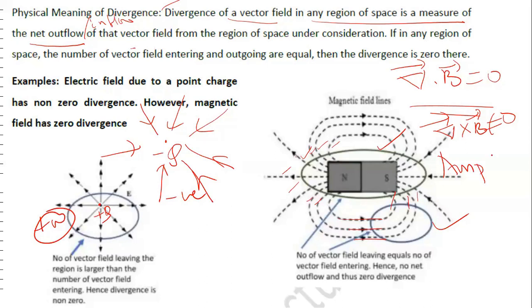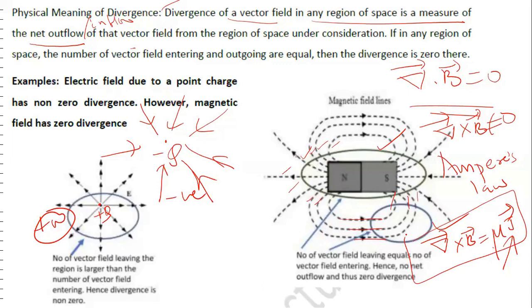There is this fundamental law on magnetism called Ampere's law. I think everybody is aware of Ampere's law. Ampere's law in differential form is actually curl of B is equal to mu J vector. J is the current density, mu is the permeability of the medium. This is Ampere's law in differential form.